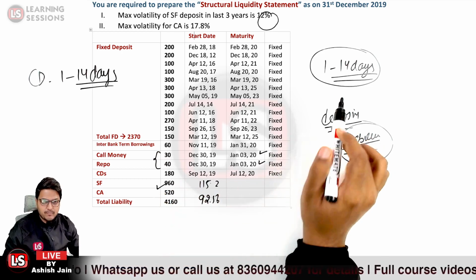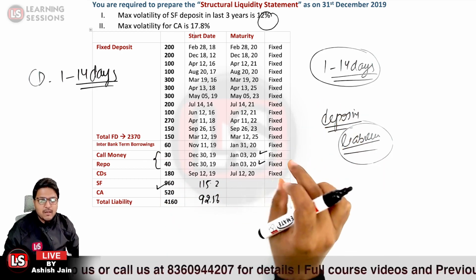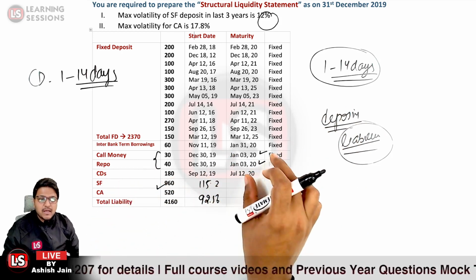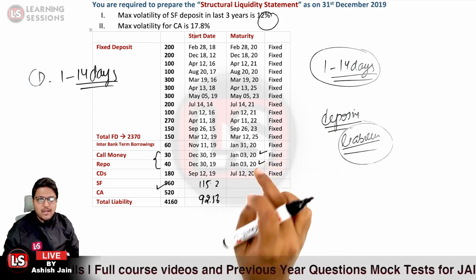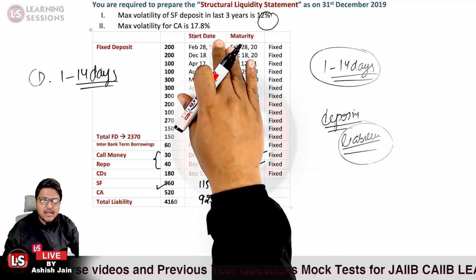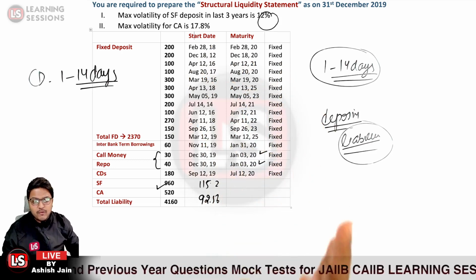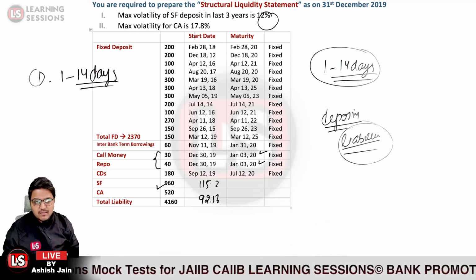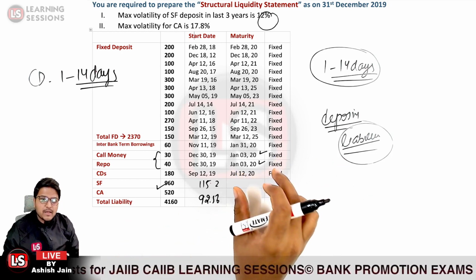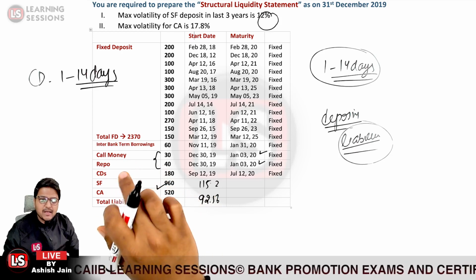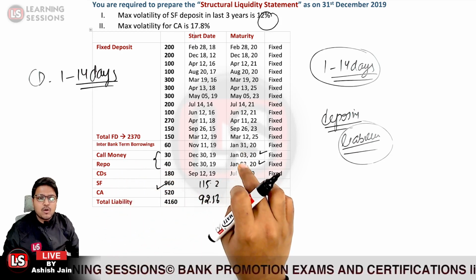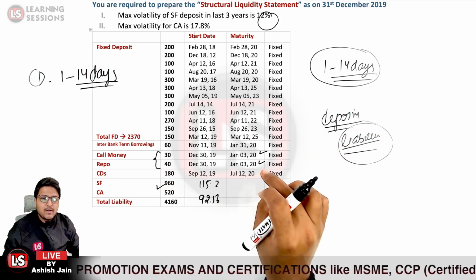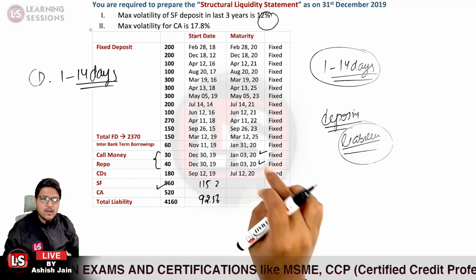These two entries are related to the 1 to 14-day bucket. Are you getting this point? That is why we are placing the call money and the repo under the 1 to 14-day bucket, because it is related to the residual maturity. You will not be considering the start date. We will be considering the maturity date only, that is, when these deposits or liabilities are going to mature. So we will be considering the call money and the repo, because these are going to mature on 3rd of January, which falls under the 1 to 14-day bucket. None of the other entries cover the 1 to 14-day bucket over here.